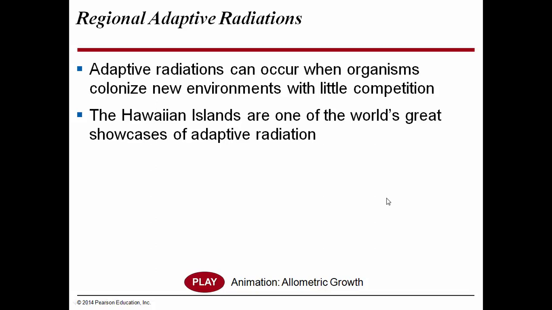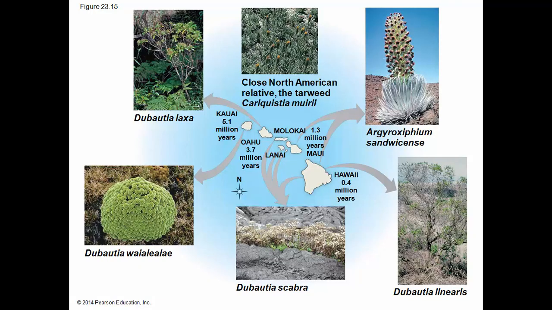Adaptive radiations can occur when organisms colonize new environments with little competition. The Hawaiian Islands are one of the greatest showcases of adaptive radiation. Okay, here are many different species of plants that are all in the same genus, except for the silver sword. This is the silver sword plant here. Here are the Dubautia, different species of Dubautia. Look at their different forms they have here. They're quite distinct, and they're all associated with different islands.